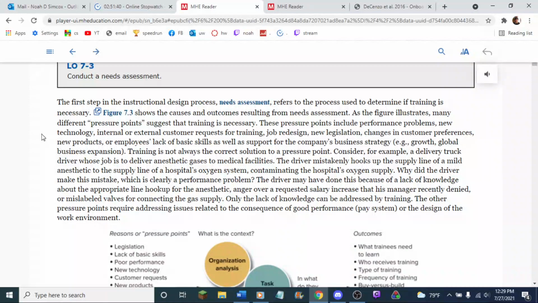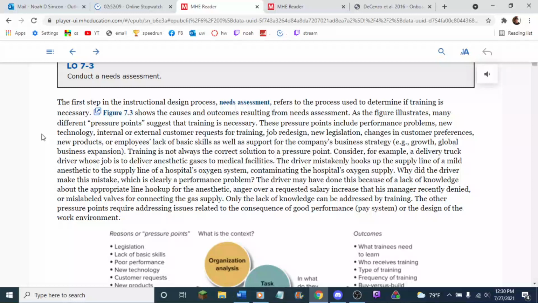These pressure points include performance problems, new technology, internal or external customer requests for training, job redesign, new legislation changes, new products or employees' lack of basic skills, as well as support for the company's business strategy, growth, global business expansion. Training is not always the correct solution to a pressure point.